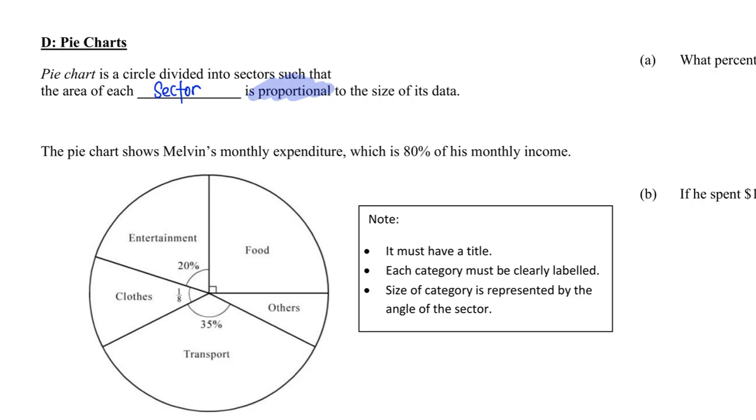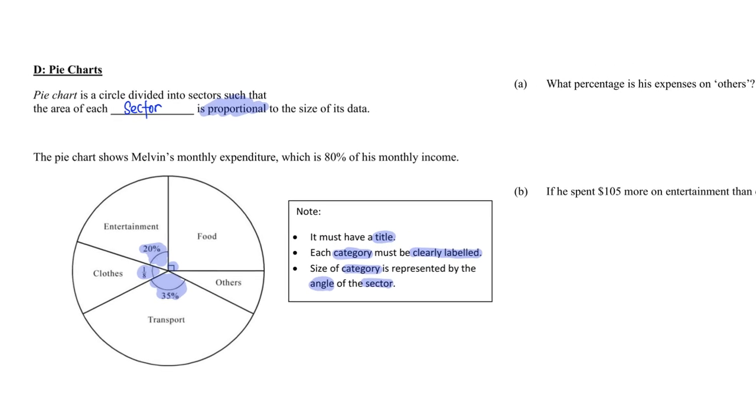So things to note for pie chart: it must of course have some title or at least a description for us to know what it represents. Each category must be clearly labeled in each sector, and the size of each category is represented by the angle of this sector. This is all the angles, okay? Alright, so let's take a look at this example.